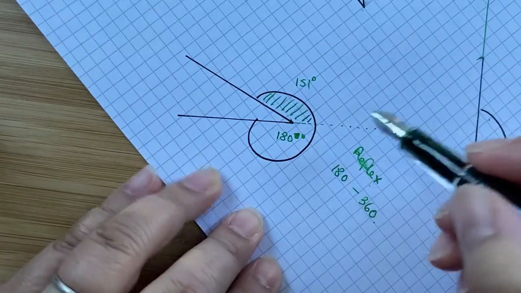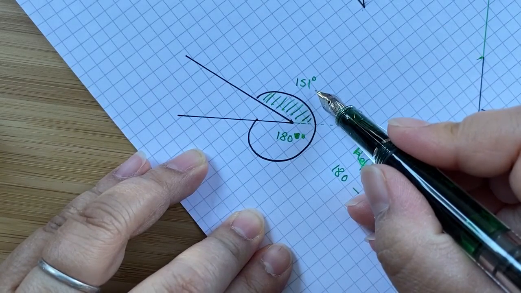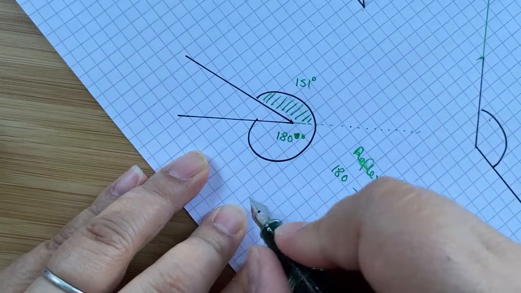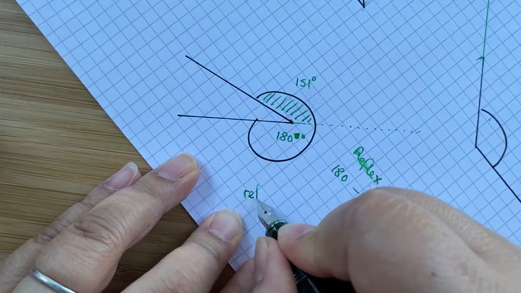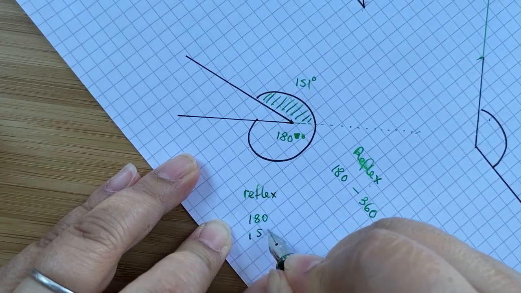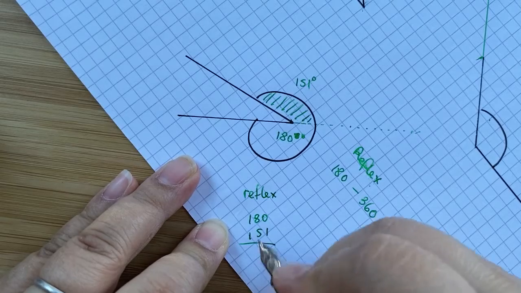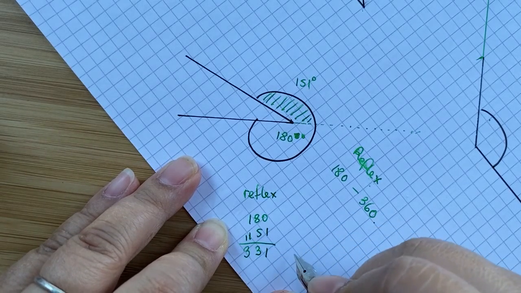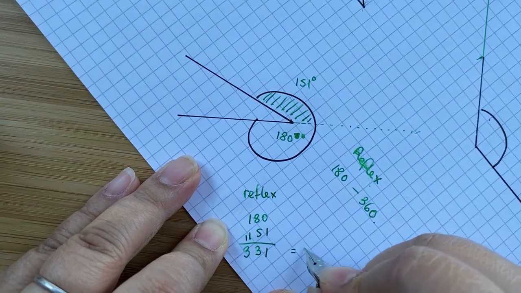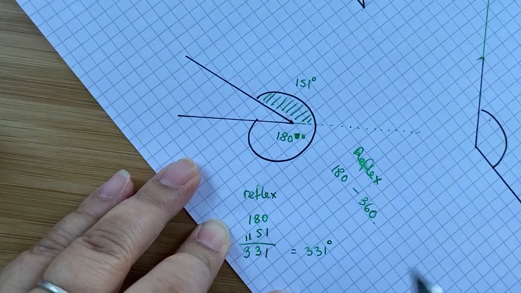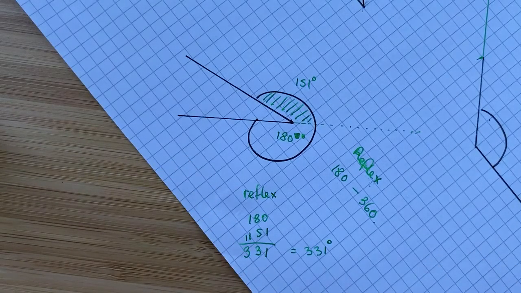Now, the reflex angle isn't just this 151 one, it is also the 180 altogether. So that means for our reflex angle, I need to add them together to find my total angle of 331 degrees. Okay, now that's just one way of measuring the angle.